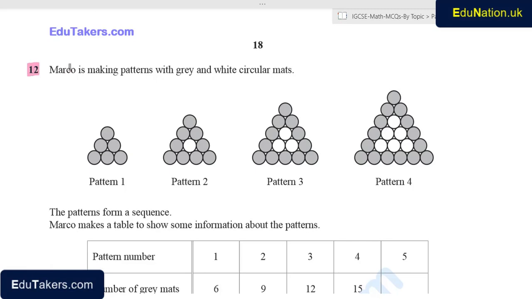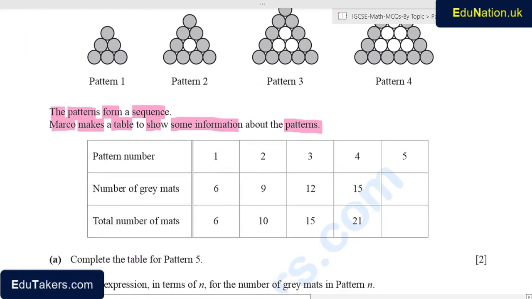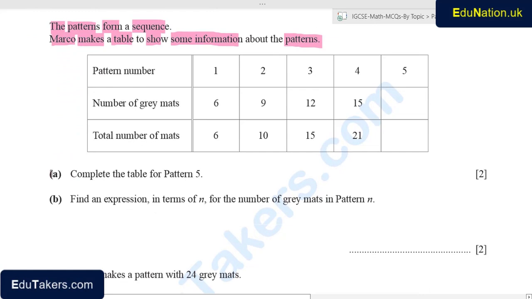Next is question number 12. Marco is making patterns with grey and white circular mats. The patterns form a sequence. Marco makes a table to show some information about the patterns. Part A is complete the table for pattern 5.